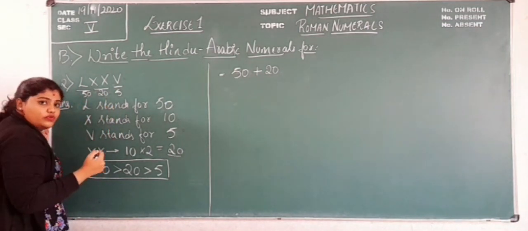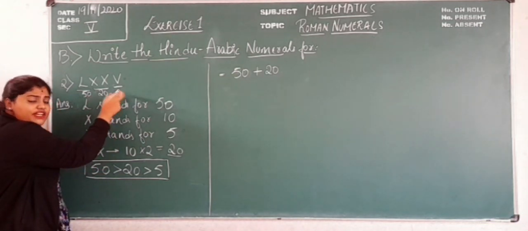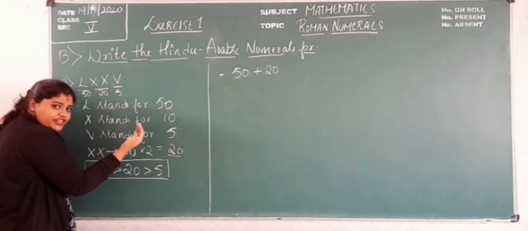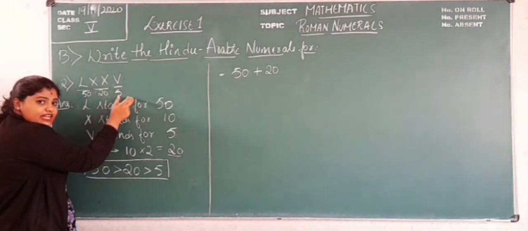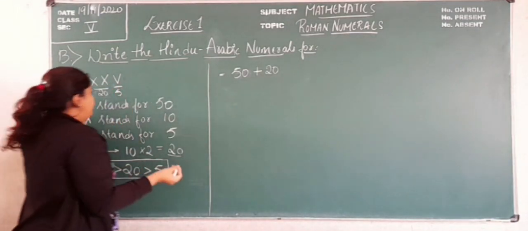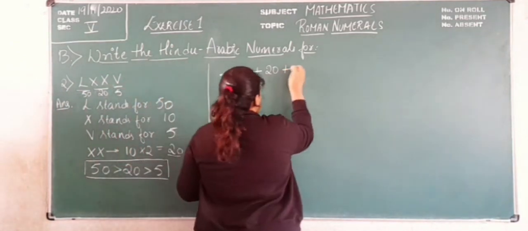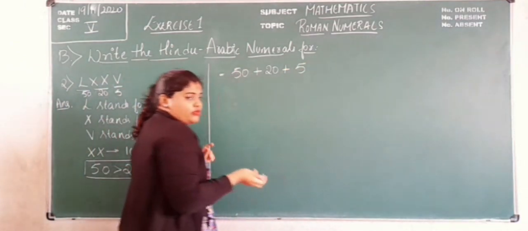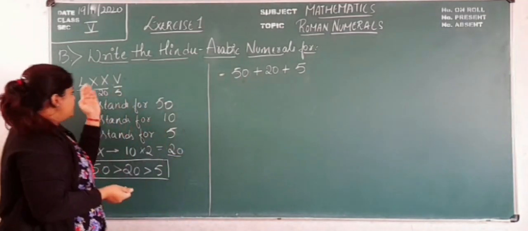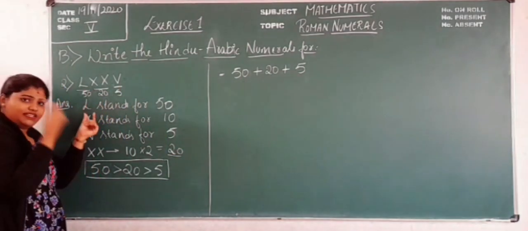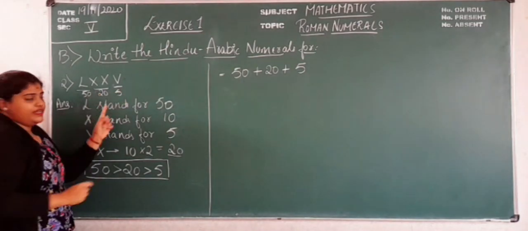And we also know the rule, that is when we write a smaller value symbol after a greater value, it means addition. So what I do, I'll be adding 5 more. So first L stands for 50. Next we have written a smaller value, so it is addition. So I have written plus 20 there.